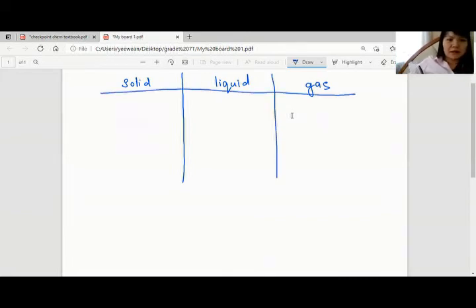Okay, solids, they are close together. So this is the distance. They're close. Liquids are still close. And gas, they are very far apart. We have their movements.